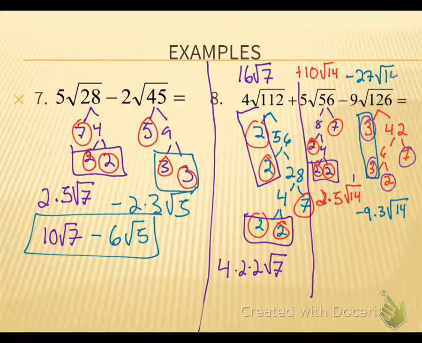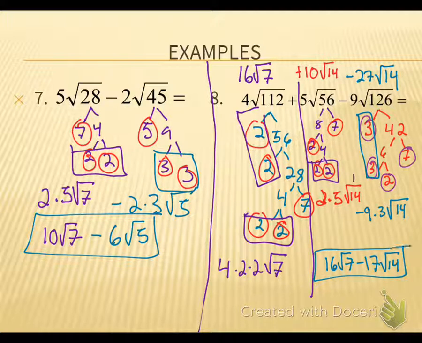Okay, so when we look at this, we see our first number has a square root of 7, so it cannot be combined with our other numbers. So we have 2 things that have a square root of 14. So what is 10 minus 27? Negative 17. Square root of 14. And that's our final answer.